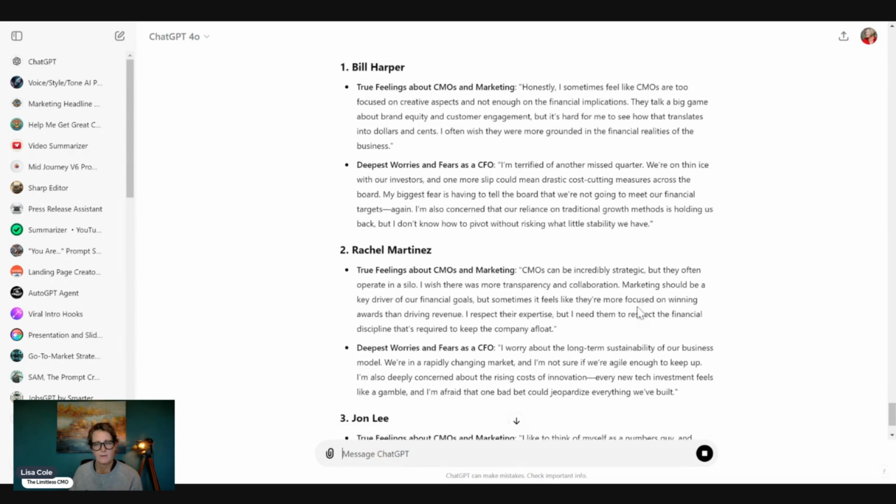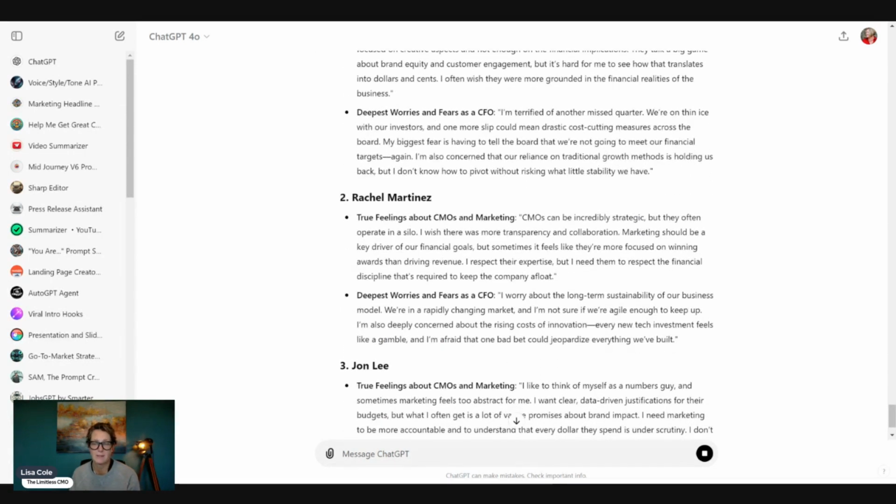Deepest worries and fears as a CFO: I'm terrified of missing another quarter. We're on thin ice with our investors, and one more slip could mean drastic cost-cutting measures across the board. My biggest fear is having to tell the board that we're not going to meet our financial targets again. I'm also concerned that our reliance on traditional growth methods is holding us back, but I don't know how to pivot without risking what little stability we have.